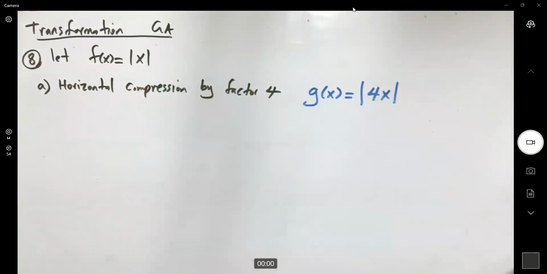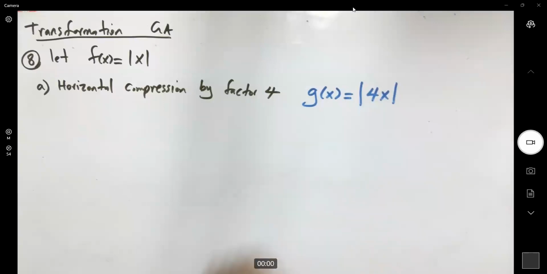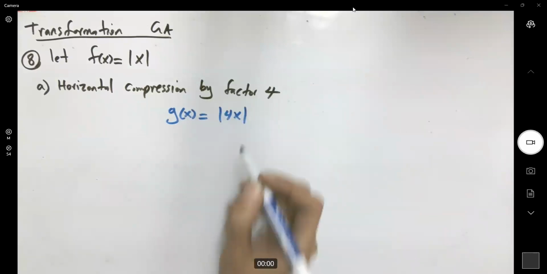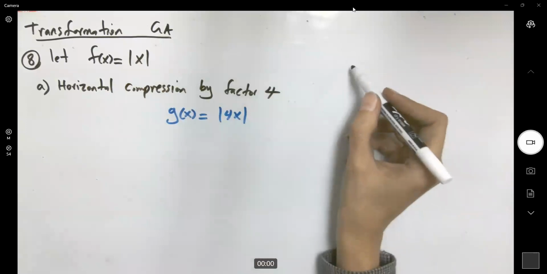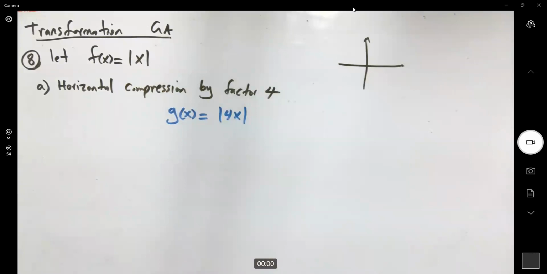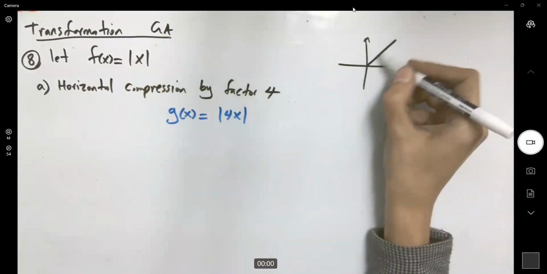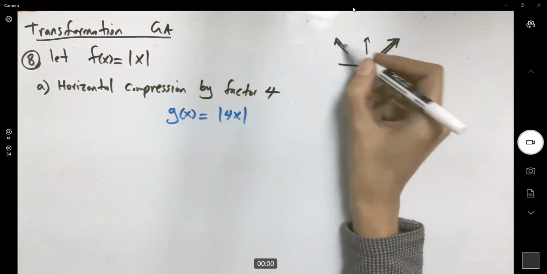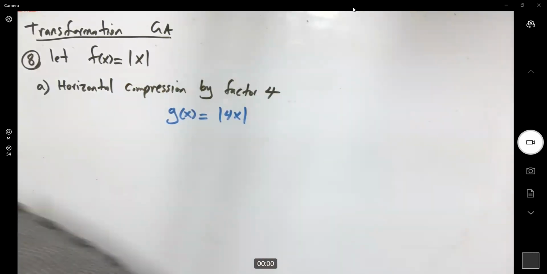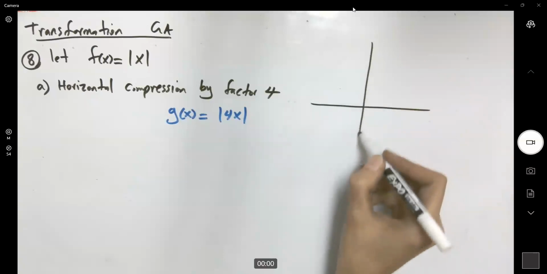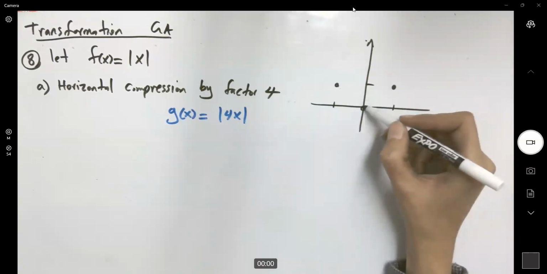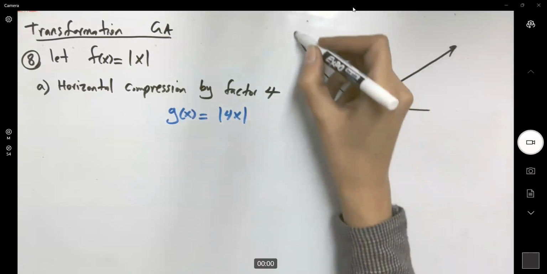What happens to the graph? One by one, step by step, we can analyze the graph. Let me write this down here so I have enough space to graph. This is my absolute value function, a V-shaped graph. Let me write it a little bit bigger so you see the difference between them. Absolute value function: 0, 0, 1, 1, negative 1, 1, and so on.